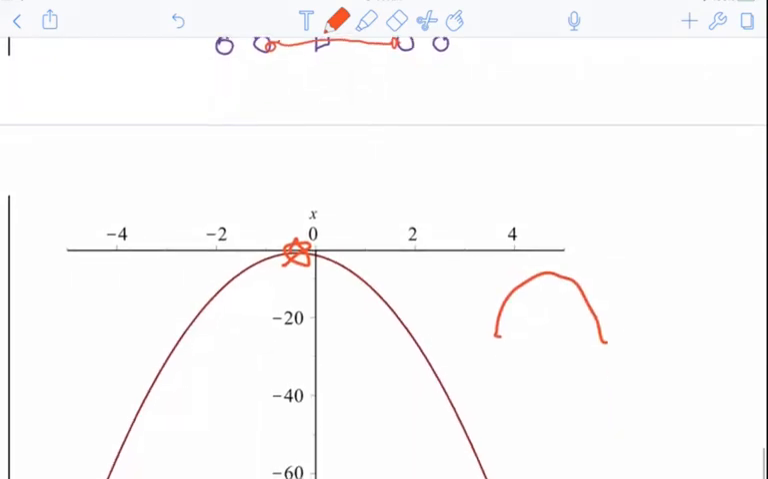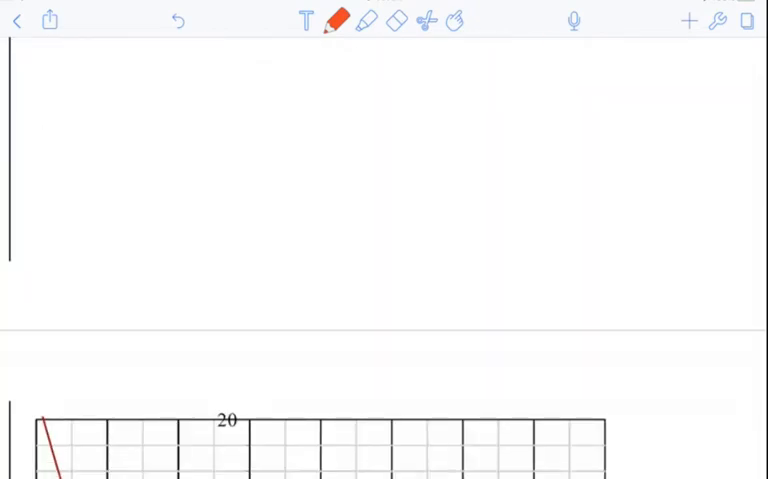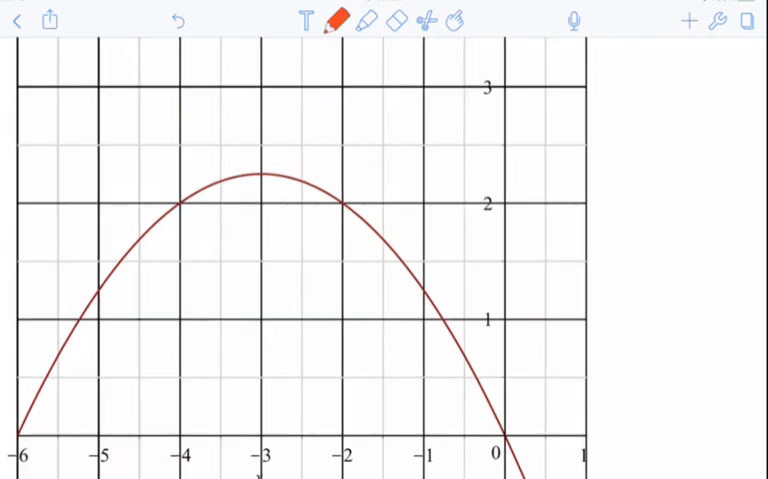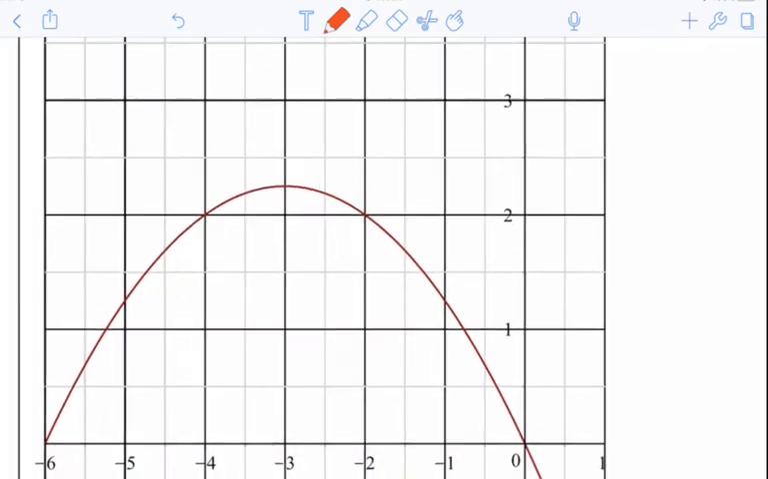These ones don't have the points on it. So let's move to this one here. I'll hold the graph up here. You try to find the vertex. Figure out where the vertex is. Try it now.